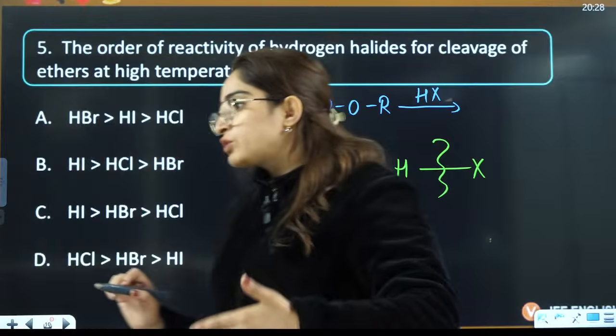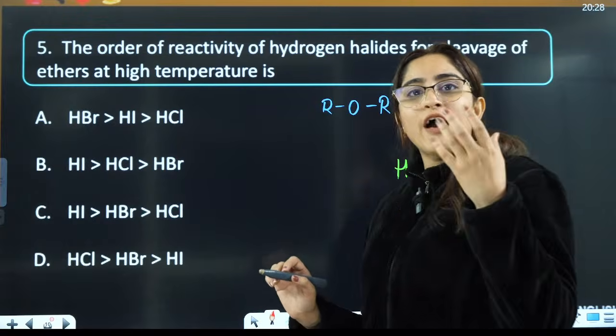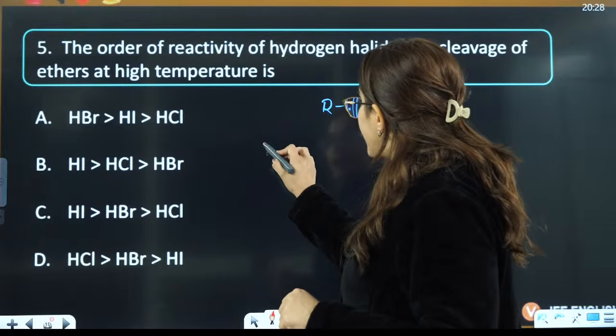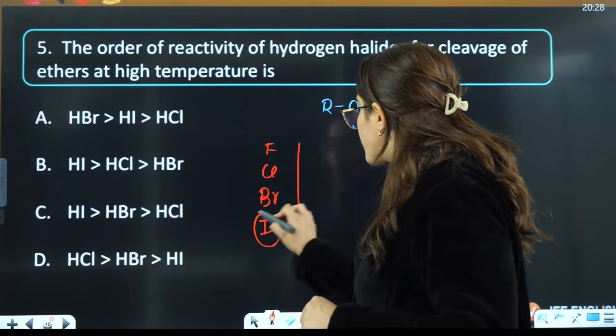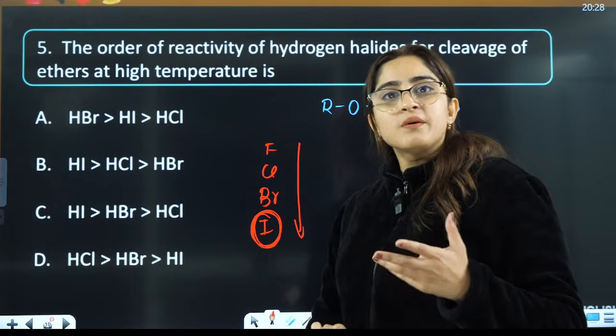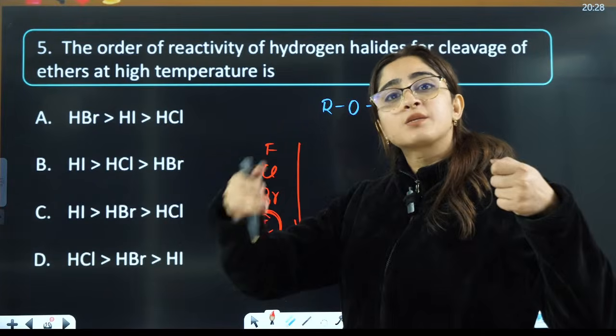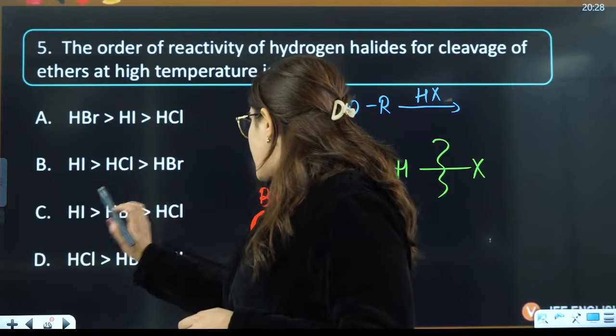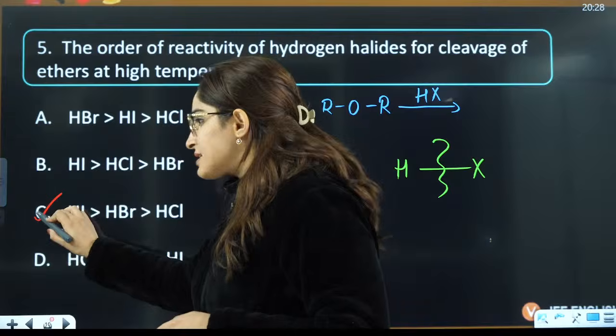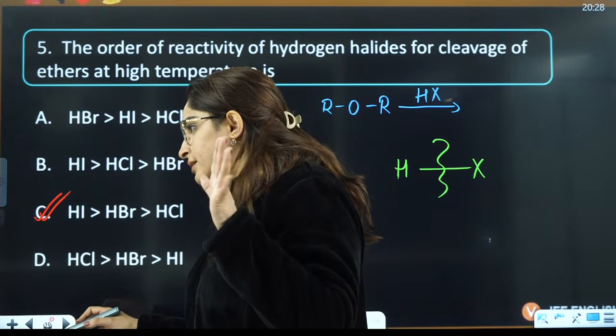We know that down the group, what happens? The size of halogen increases. So fluorine, chlorine, bromine, iodine, the size will increase down the group. Iodine has maximum size, so the bond length will be maximum. It is easy to break it, so that is why this will be maximum reactive. HI, HBr, HCl, so C is going to be the correct answer here, right?